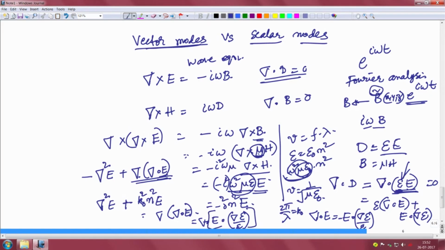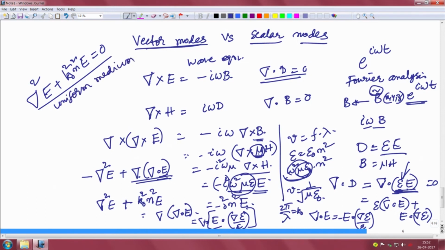So, we have considered the wave equations which are of the form del square of E plus k 0 square n square of E equal to 0 in a uniform medium. We would like to note that if the medium is not uniform, on the right hand side we have a factor which depends on del epsilon by epsilon. This is an important feature which will be useful for integrated optical waveguides dealing with graded index waveguides.